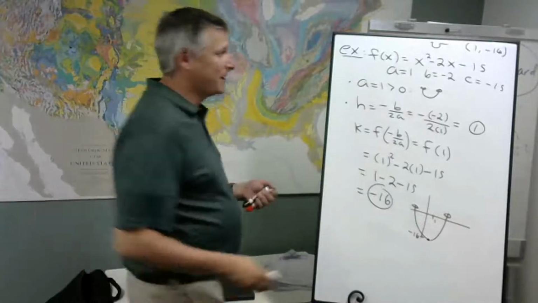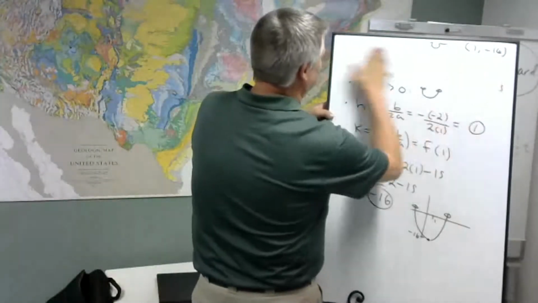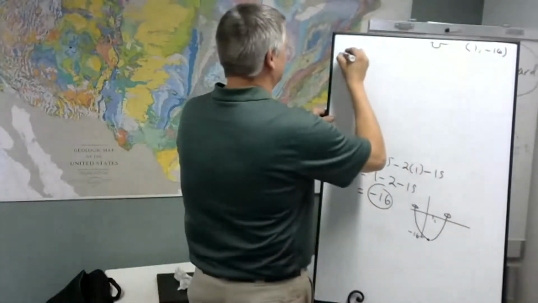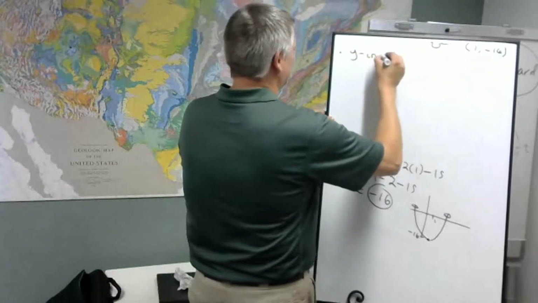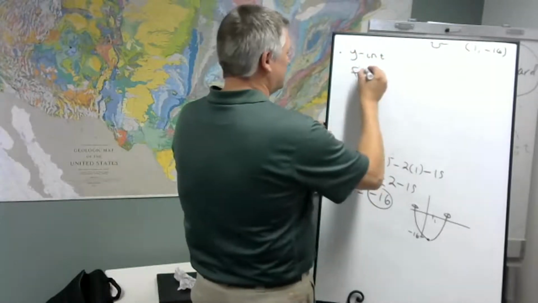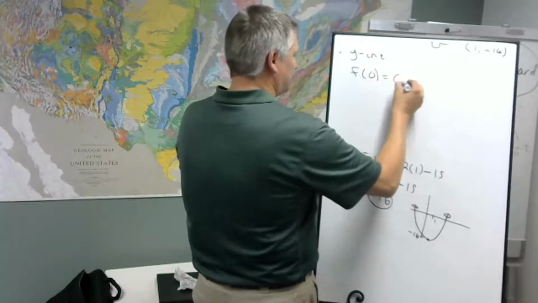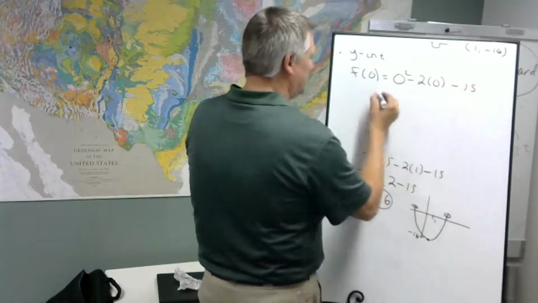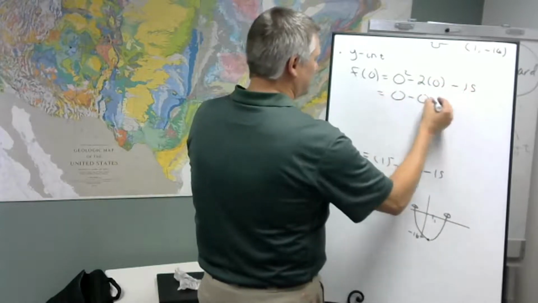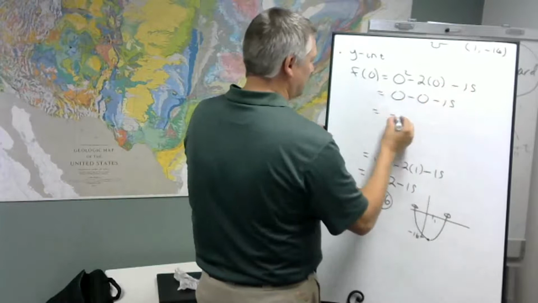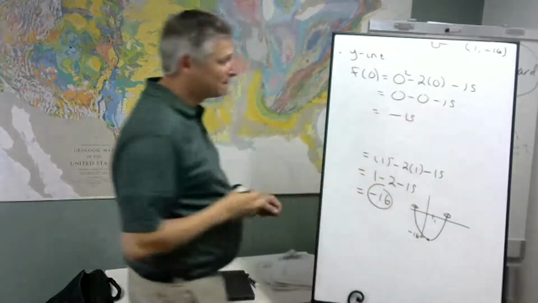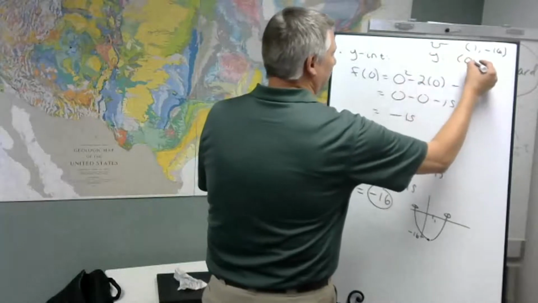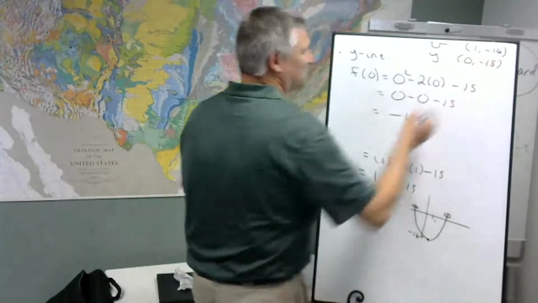Well, let's look for that y-intercept. So that's f of 0. That'll be 0 squared minus 2 times 0 minus 15, or 0 minus 0 minus 15, or minus 15. So we get a y-intercept of 0, negative 15.